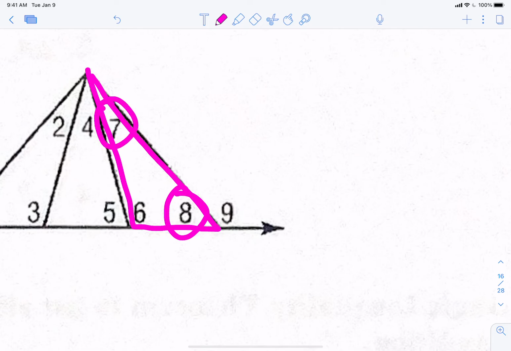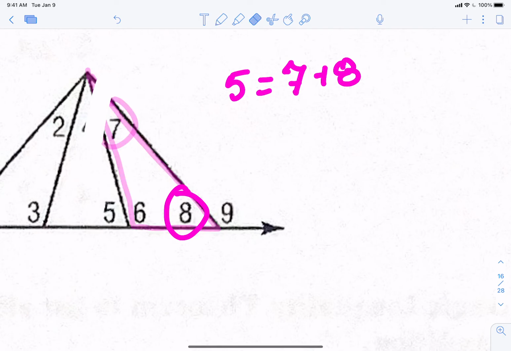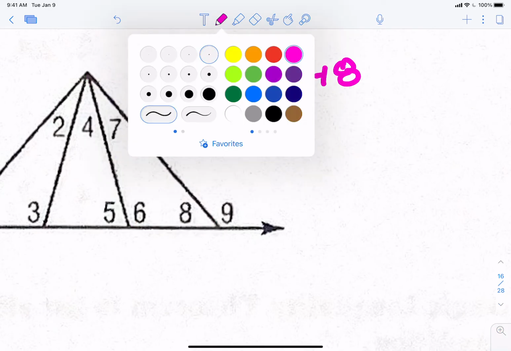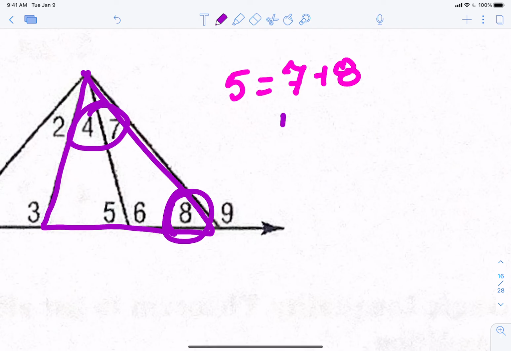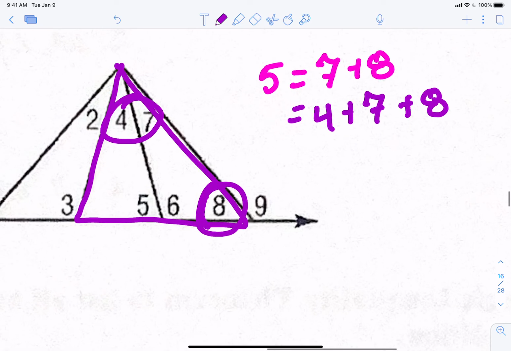8 plus 7 make which one? 5. 5 is equal to 7 plus 8, right? Okay, so what's bigger than 8? 5. Okay, go to the middle one. The middle one is this guy. What do I have to add to 8 to make up the exterior angles? 4, 7, and question mark. 4 plus 7 plus 8 makes what? 3. 4, 7, and 8 make 3.